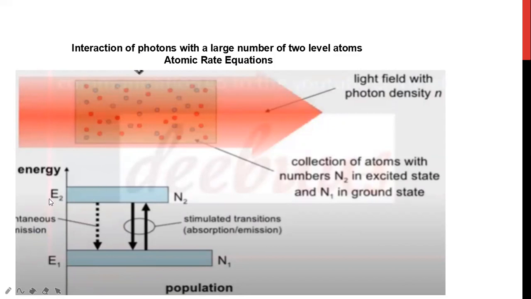Assume two energy levels E2 and E1, which consist of N2 number of electrons or atoms in the level E2 and N1 number of atoms in the level E1. In order to achieve the sufficient condition, we have to first attain population inversion. For attaining population inversion, we have to initially excite the atoms from N1 to N2 by supplying external energy.